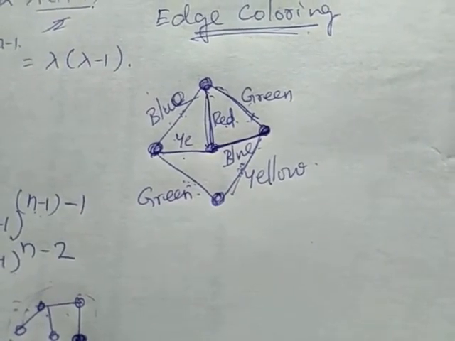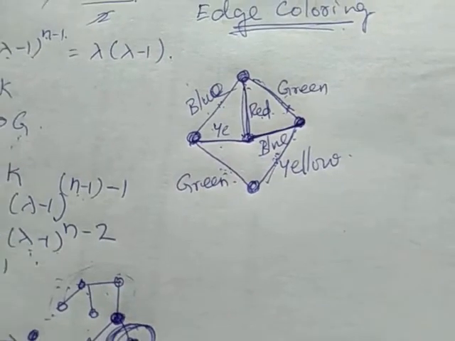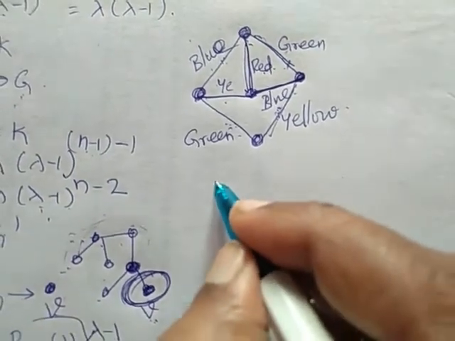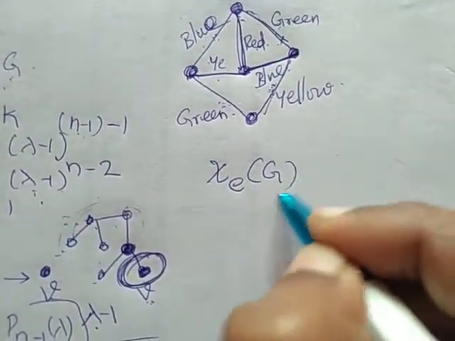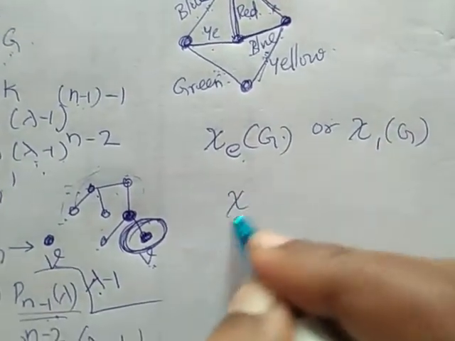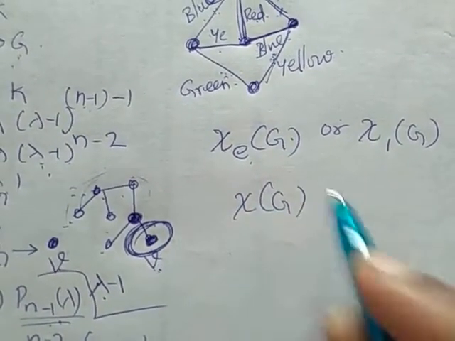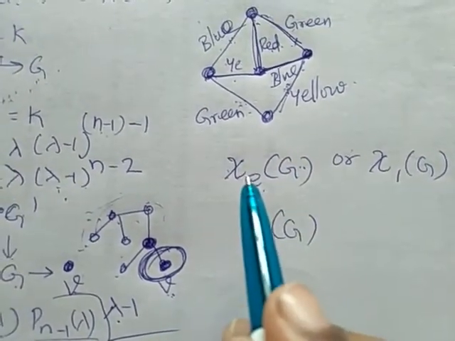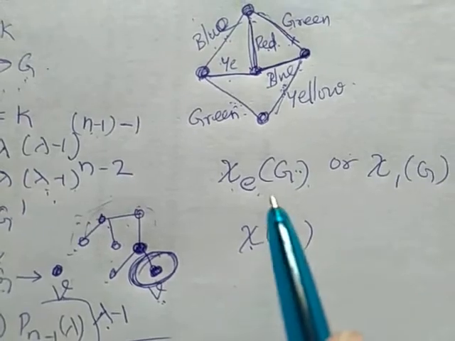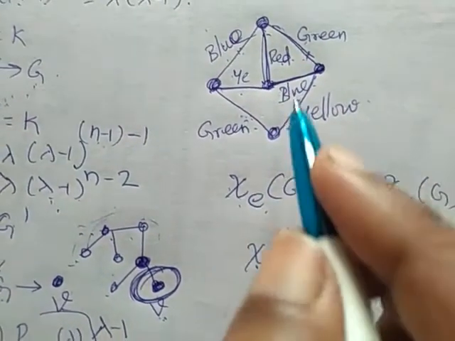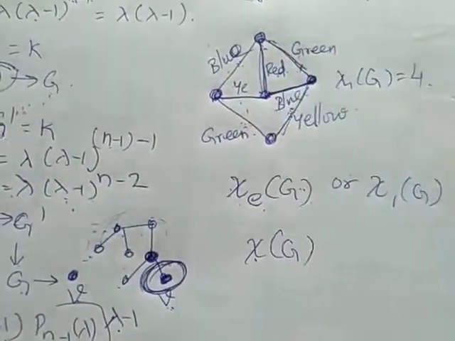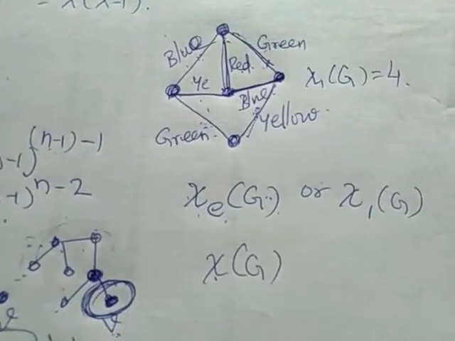The minimum number of colors required to color the graph properly is known as the edge chromatic number, and it is denoted by chi E of G or chi 1 of G. Chi of G is the chromatic number or vertex chromatic number. Chi E of G is the edge chromatic number, that is the minimum number of colors required to color the edges properly. In this case, chi 1 of G is 4. Using 4 colors, we are coloring the graph properly.